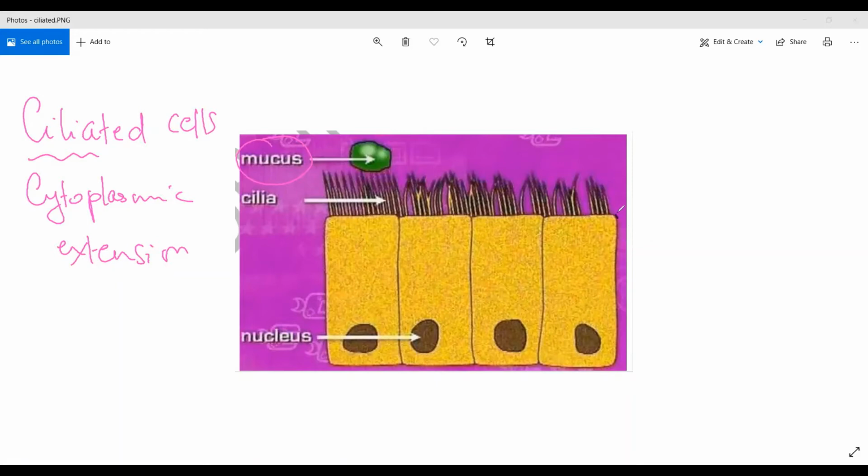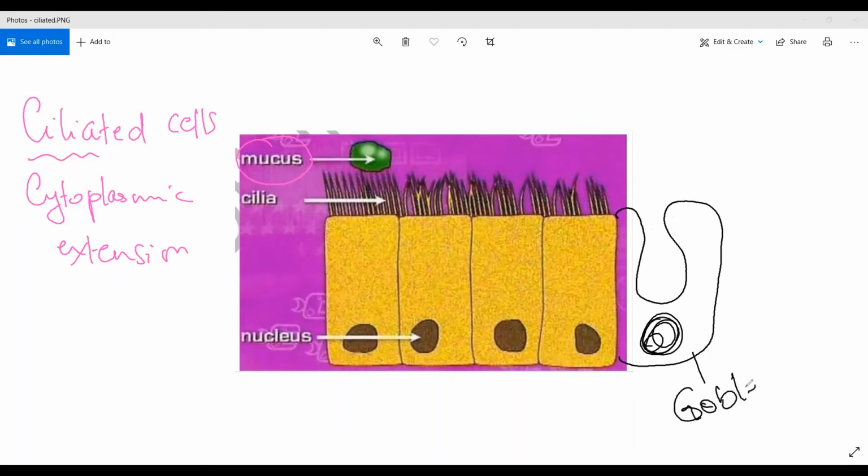Let me draw the cell. This cell is found here, and it is called the goblet cell. This is its nucleus. Again, this is another kind of differentiated cells. And these goblet cells, they produce mucus, and this mucus appears at the surface. Like, for example, in the trachea. The trachea, it has goblet cells and cilia.